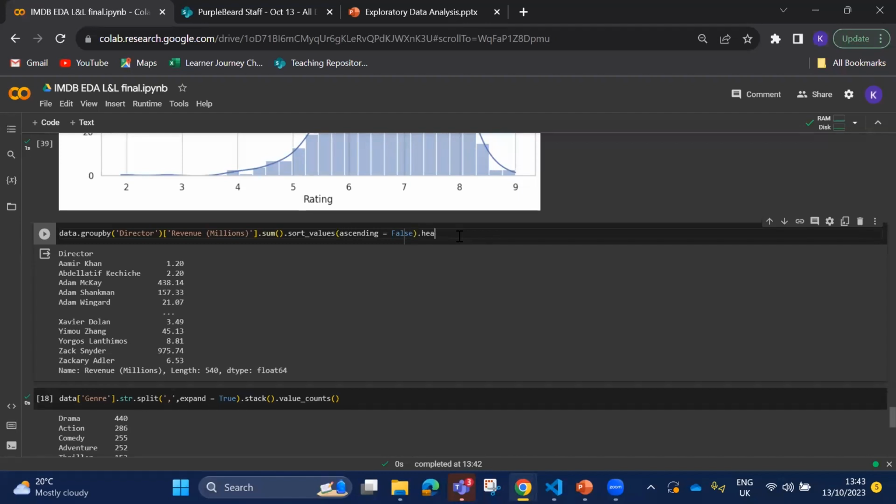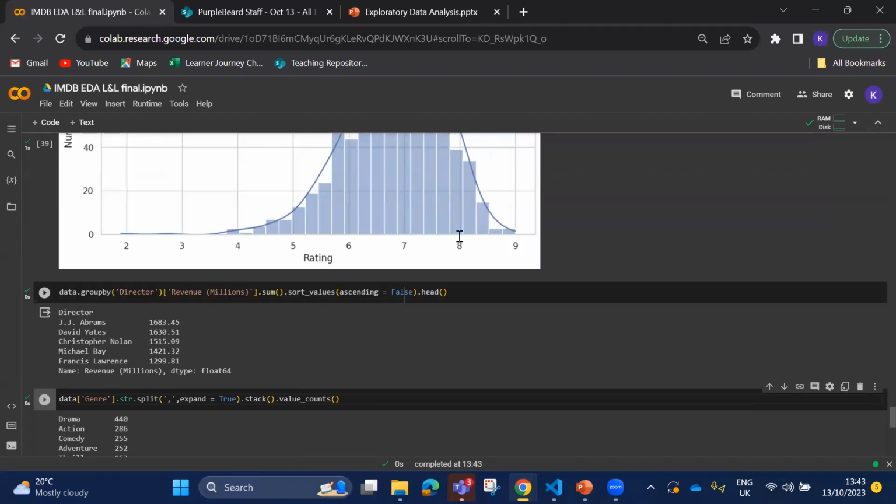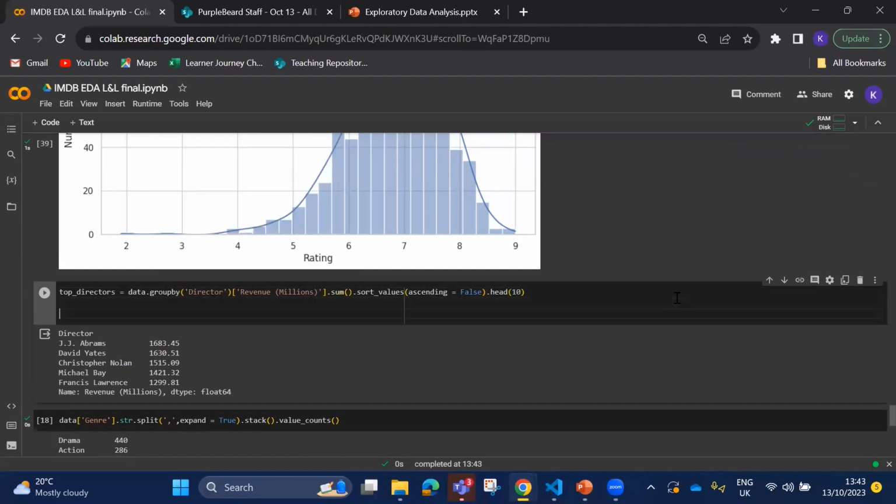And then let's look at the top 10 directors. So we have J.J. Abrams, this 1,683 millions. So this is the figure that I have currently. Let's say this is just 5, let's take 10. Save this output in top directors. Yes, and let's plot it. So again, I'm going to start with the figure, fixed size equals to 10.7.